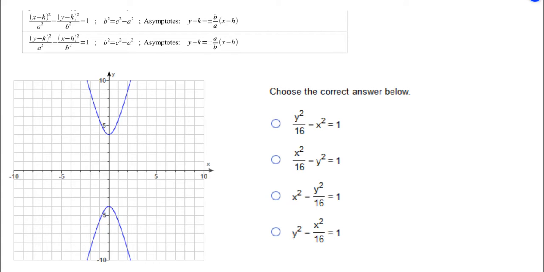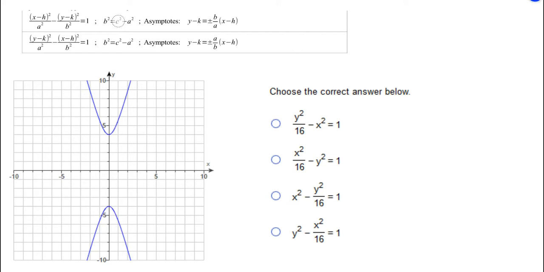We're going to focus on two orientations. One has a transverse axis that's vertical, and one has a transverse axis that's horizontal. So taking a closer look, we have H and K. H and K are the center of the hyperbola. And we have A squared and B squared. A is the distance between the center and the vertex.